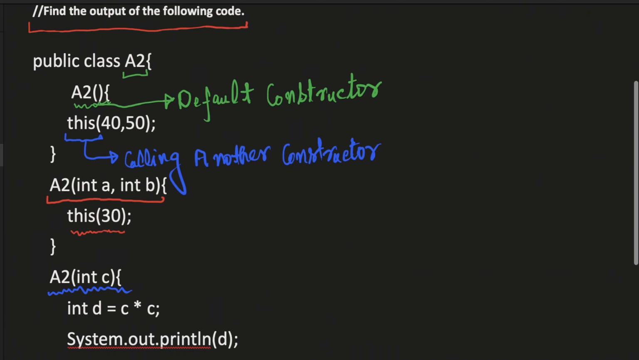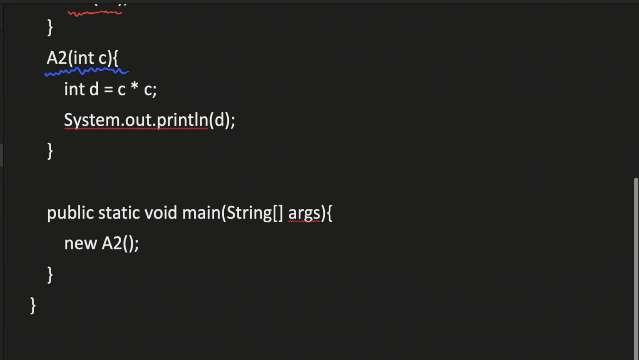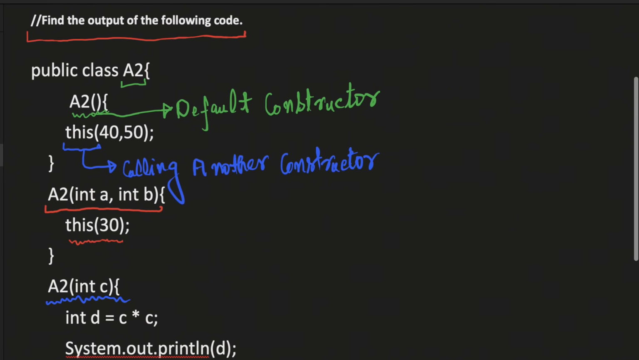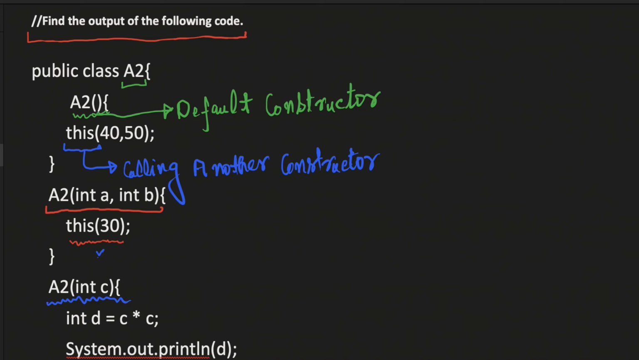So let me show you the whole code. This is the whole code which we are going to see. For the third constructor invocation, I'm talking about this A2 int c, which takes an integer parameter and calculates the square of that parameter. It means that int d is storing the value c multiplied by c. It will print d, the value which d has, with the help of System.out.println. Inside the round bracket we use d.